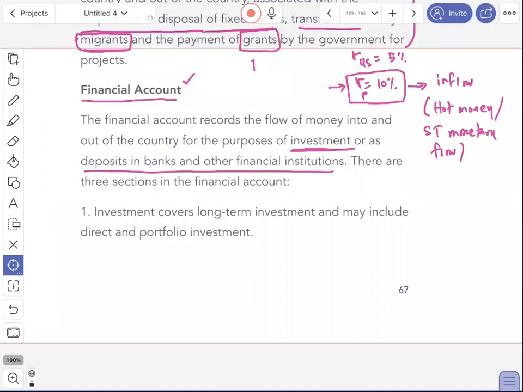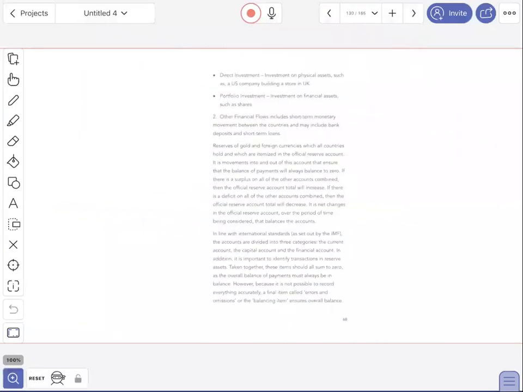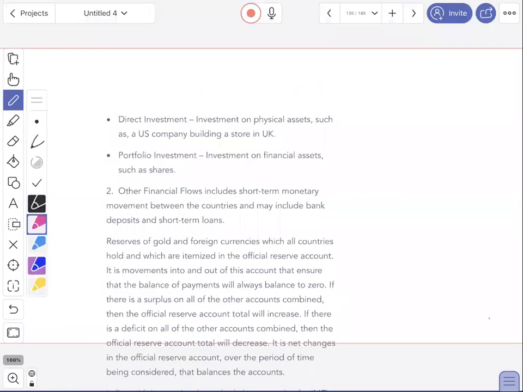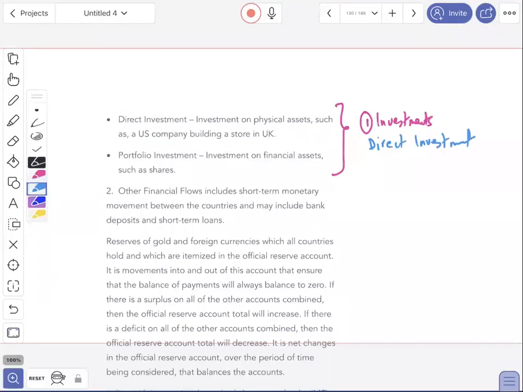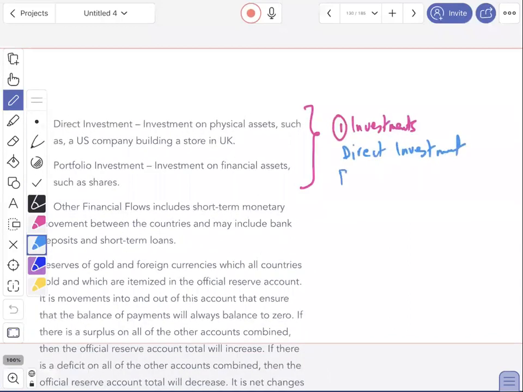Anyways, what does this financial account cover? We say this financial account covers basically, number one, direct and portfolio investments. So that's number one. Number one is your investments. And within investments, we're looking at your direct investment, and your portfolio investments. What is direct investment? Direct investment is when, for example, we are investing in physical assets. Like, for example, we are building a store.